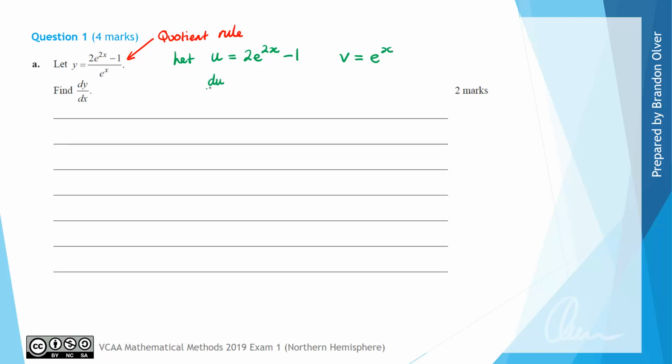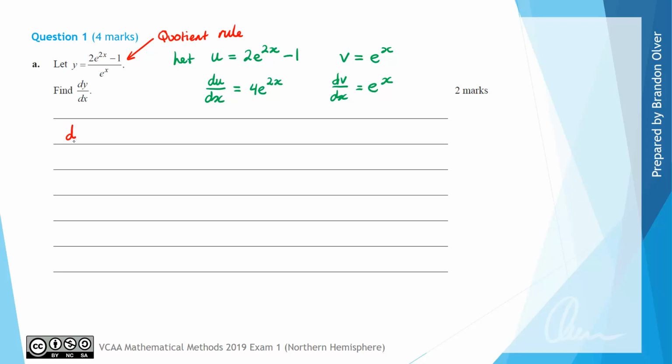Then we want to calculate du/dx, the derivative of u with respect to x. Looking at our formula sheet this becomes 4e^(2x), because we multiply by the coefficient of x, so 2 times 2 is 4e^(2x), and the negative 1 is a constant, so when it's derived it's 0. Then dv/dx for e^x just derives to e^x.